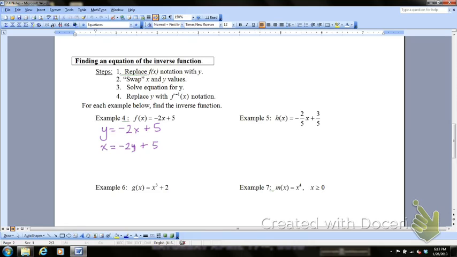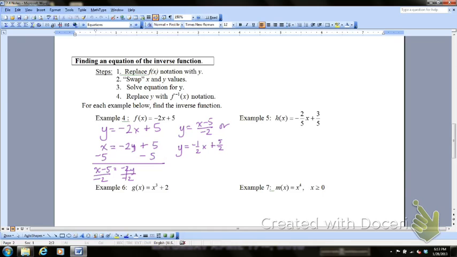We always like an equation that's y equals something. So I would subtract 5: x minus 5 equals negative 2y, divide both sides by negative 2. So I have 2 different forms that I can leave this equation in. y equals x minus 5 divided by negative 2, or I can divide the negative 2 through to both terms in the numerator and write it like this: y equals negative 1/2 x plus 5/2.